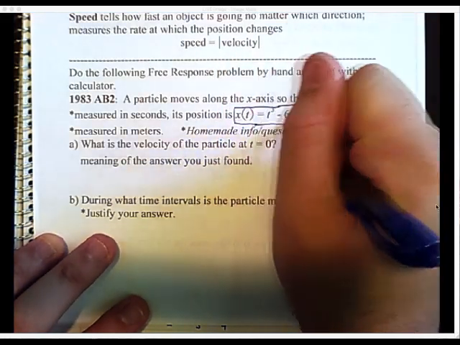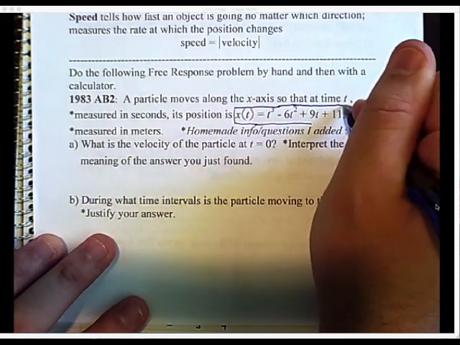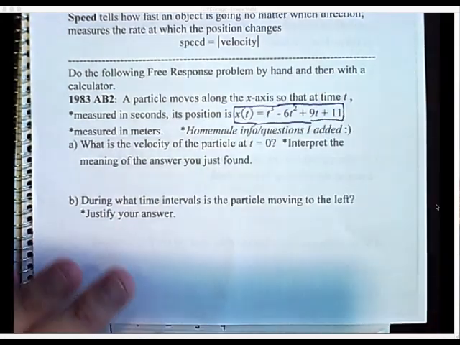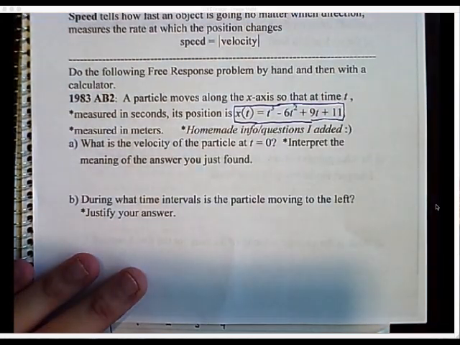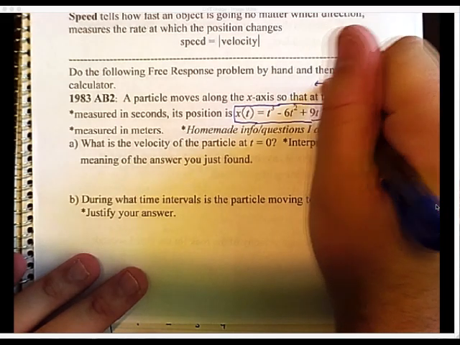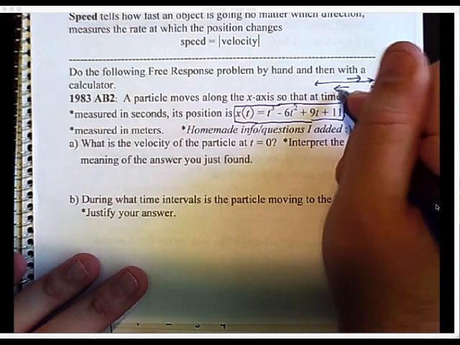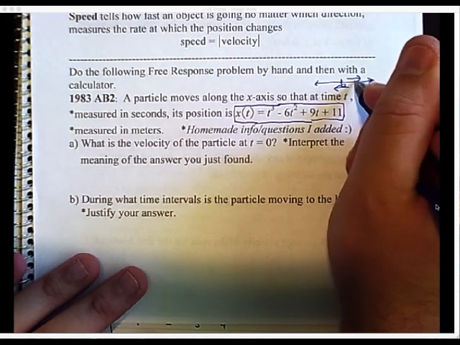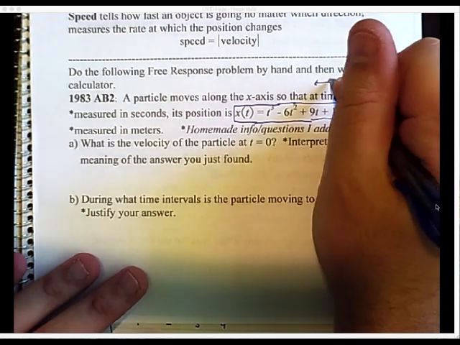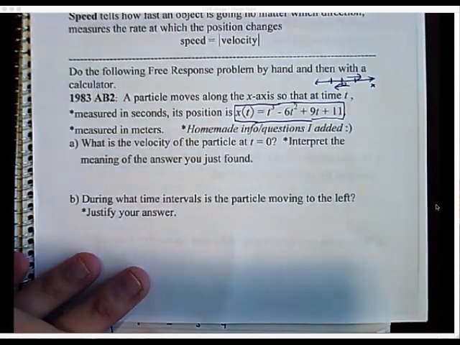If I plug in different time values, I can figure out how far the particle is to the right or to the left of the origin. It's just like a particle moving along an x-axis. Sometimes it goes that way, sometimes it goes that way. So if it's a positive number, it's to the right of the origin. If it's a negative number, it's to the left of the origin.